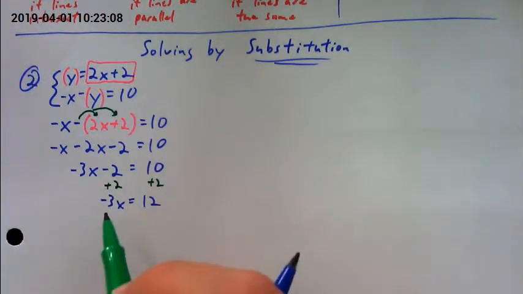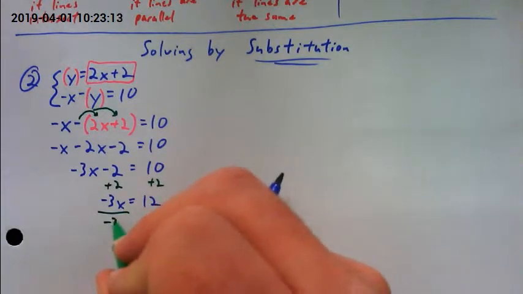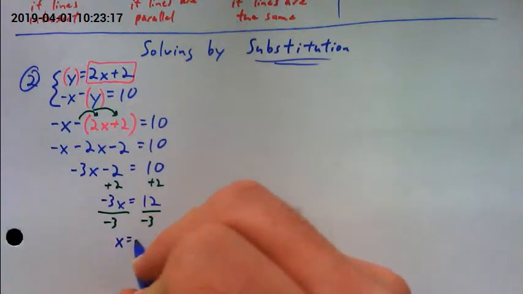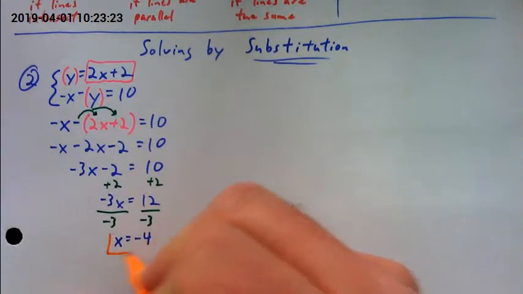Then we have negative 3. You could also get rid of that by dividing it over to the other side. So divide off the negative 3. And x would be negative 4. Now, is that my entire answer? No. That's my x value.